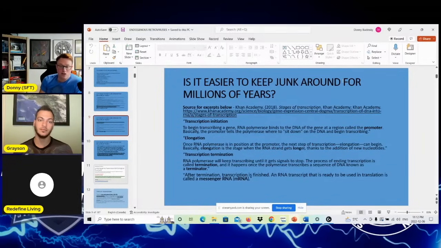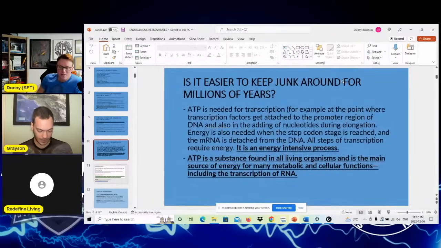You've got transcription initiation, elongation, and transcription termination. The elongation stage requires lots of ATP. ATP is needed for transcription, for example, at the point where transcription factors get attached to the promoter region of DNA, and also in the adding of nucleotides during elongation. Energy is also needed when the stop codon stage is reached and the messenger RNA is detached from the DNA. All steps of transcription require energy. Guys, it's an energy intensive process.